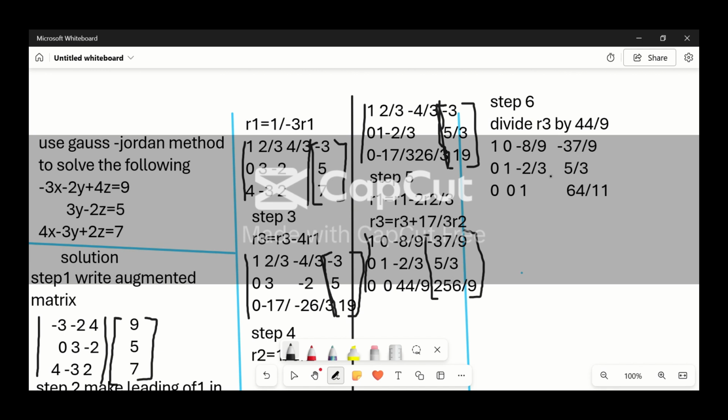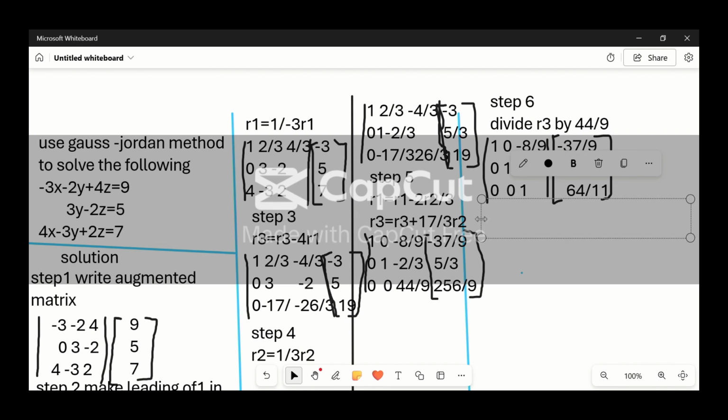This is how the matrix looks, the updated matrix for the frame. After seeing this, actually you can get the solution because it's 0, 0, 1. So z will be equal to 64 out of 11. That is solution number 1.